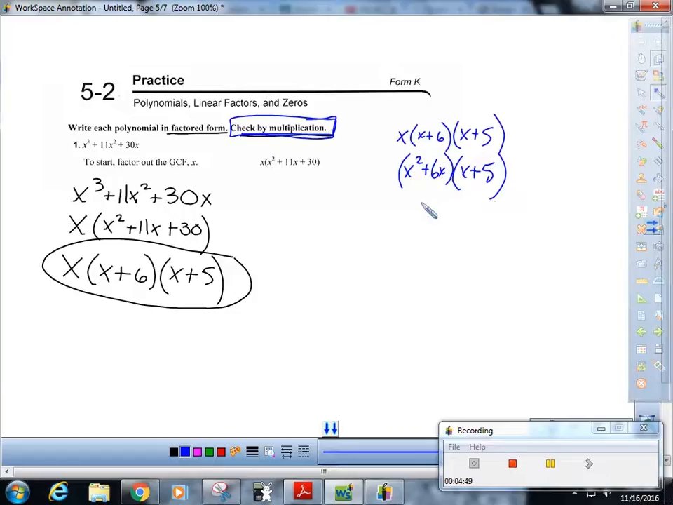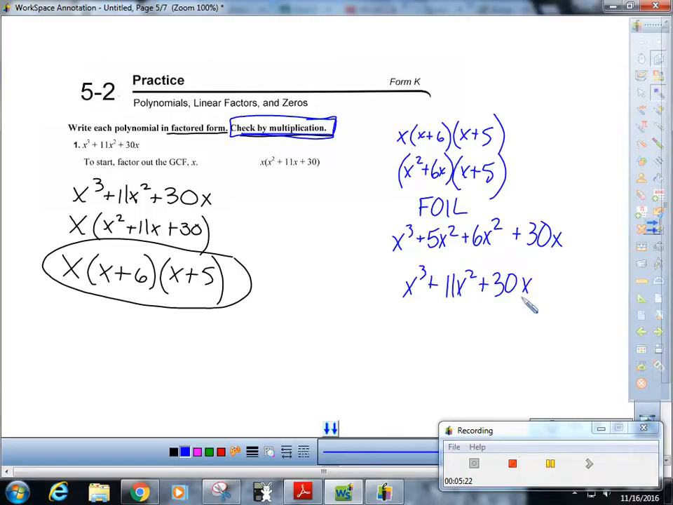Now you FOIL. First is x cubed. Outer is 5x squared. Inner is 6x squared. Last is 30x. I know I'm going kind of fast, but this is how algebra goes. Okay, and then you end up getting x cubed plus 11x squared plus 30x. Is that what we started with? Then we know we did it right.